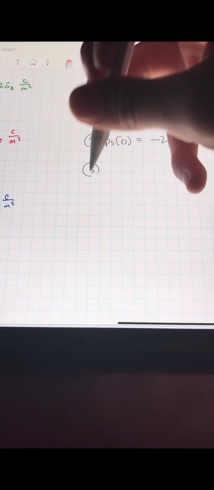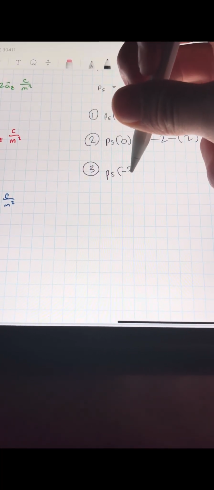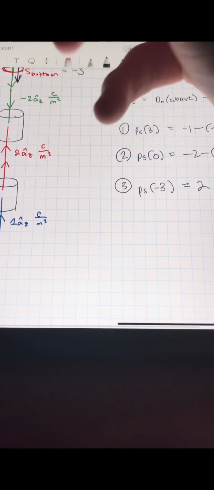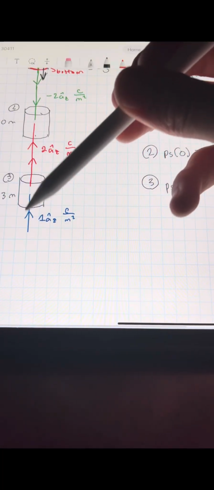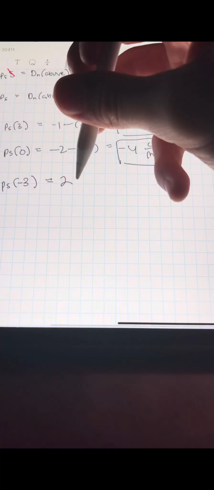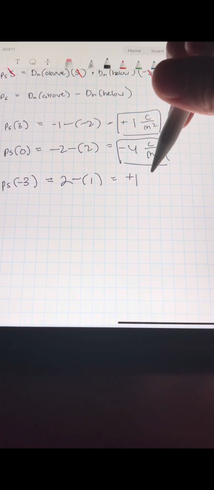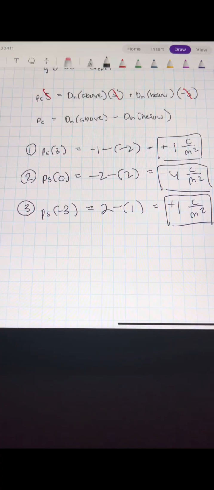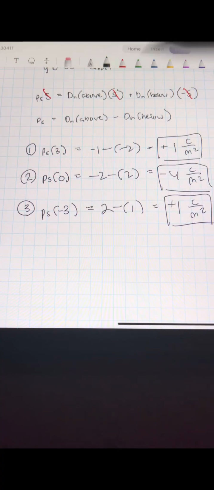And finally, we have a -3. We have a contribution of +2 going just above, and +1 just below. So that's 2 minus +1, so that's also +1 Coulomb per meter squared. So there you have it. At z equals 3, the surface charge density is +1 Coulomb per meter squared. At z equals 0, it's -4. At z equals -3, it's +1.